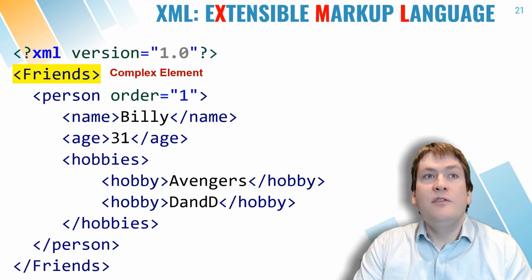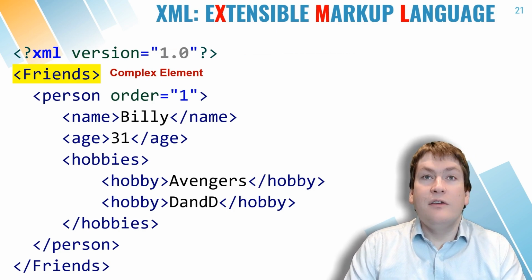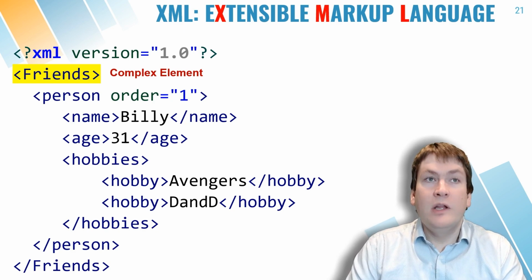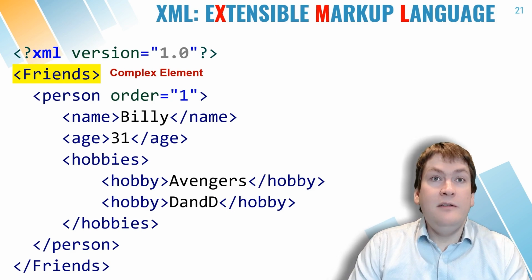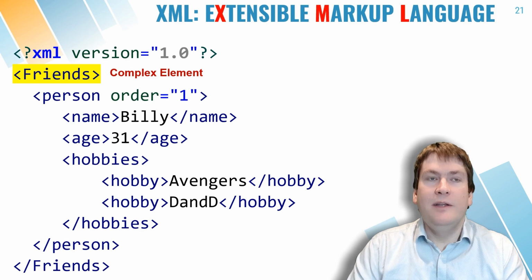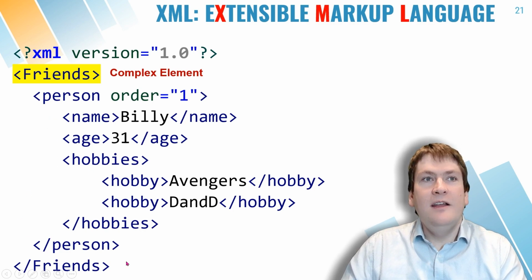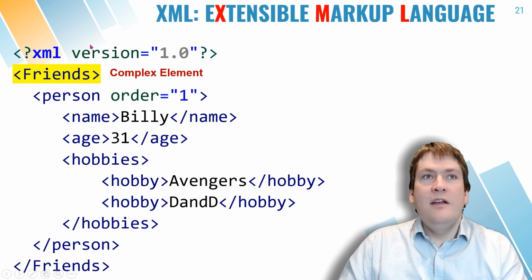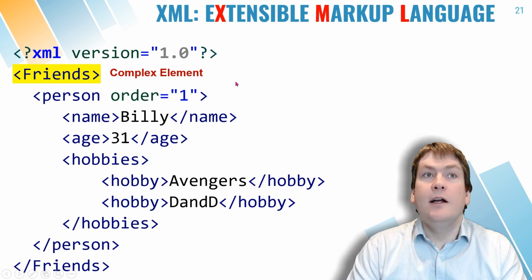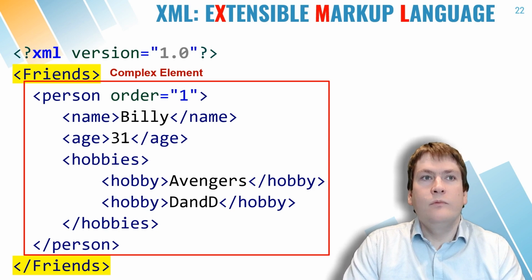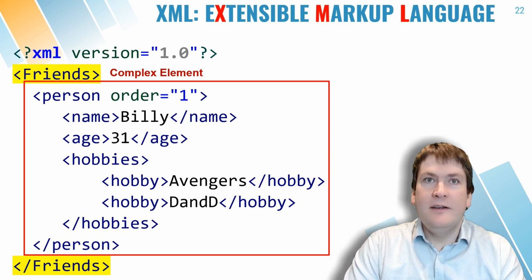So friends here is what we call a complex element. There's two main types of elements to worry about in XML. Complex elements, like friends here, and simple elements. Complex elements are called complex because they contain other elements. So we can see here that the friends element between the start of the tag and the end of the tag down here contains a number of other tags. So we have the person element, we have the name element, we have the age element, we have hobbies, and we have the closing for person. So because friends contains other elements, we call it a complex tag. This would be everything that the friends tag contains.